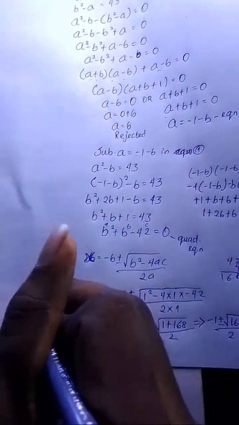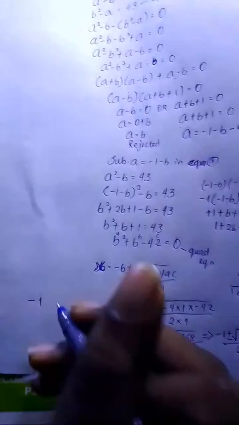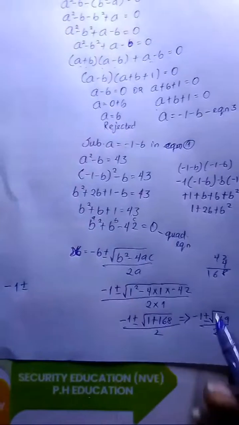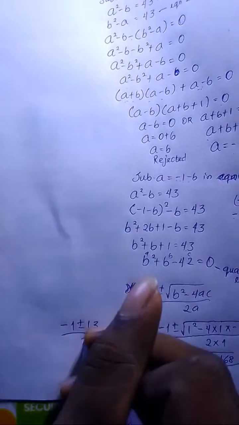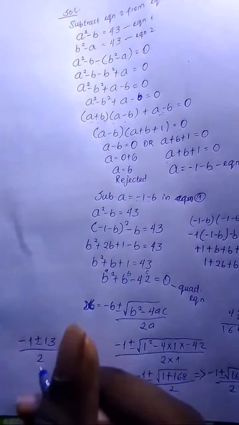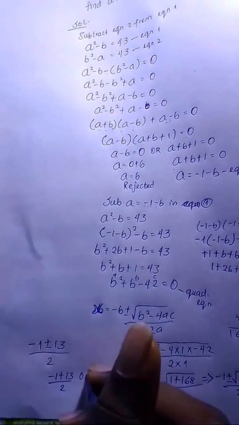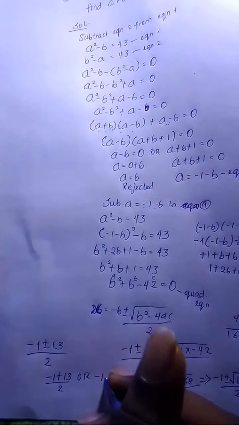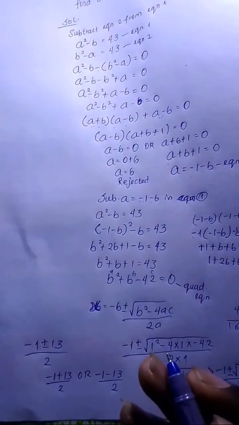So we have minus 1 here, plus or minus the square root of 169. What's the square root of 169? That's 13. So minus 1 plus or minus 13 over 2. So what's this giving us? This is giving us minus 1 plus 13 over 2, or minus 1 minus 13 over 2, right?